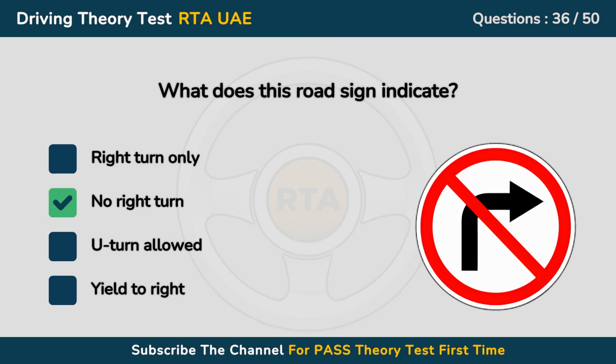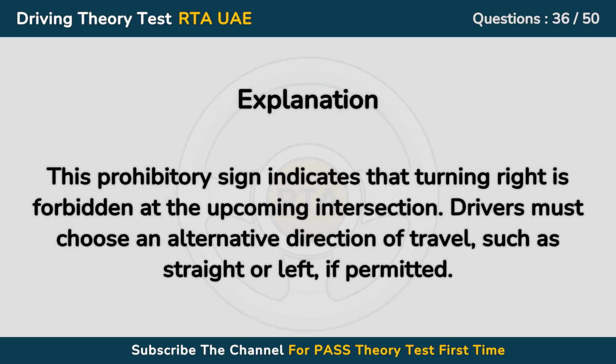Answer is B. No right turn. This prohibitory sign indicates that turning right is forbidden at the upcoming intersection. Drivers must choose an alternative direction of travel, such as straight or left, if permitted.